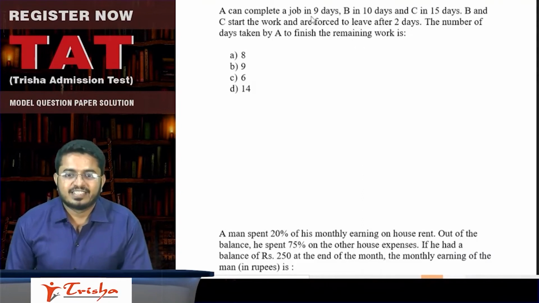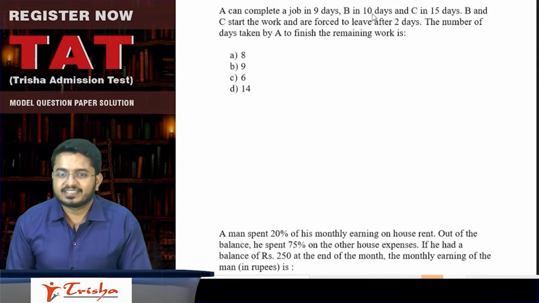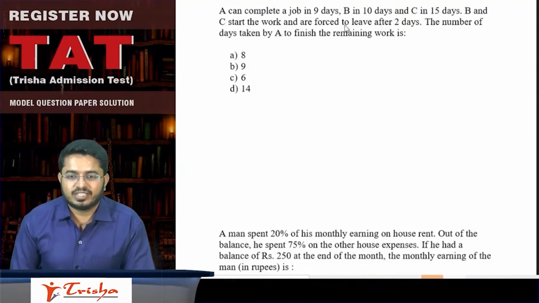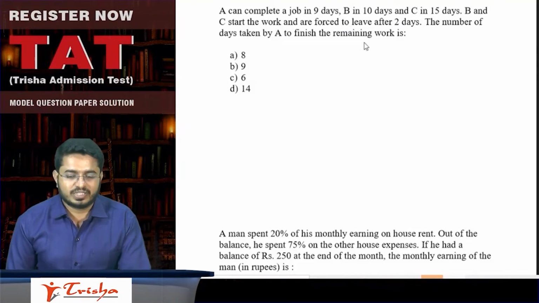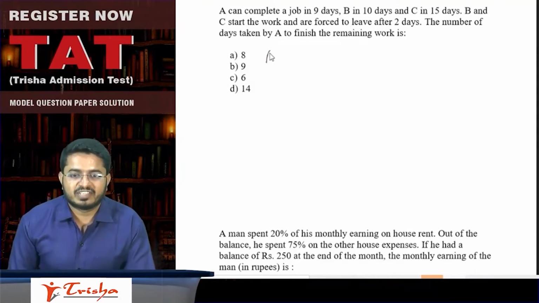But they have said that if any work is there, if A alone does it, it takes 9 days. If B alone does it, it takes 10 days. If C alone does it, it takes 15 days. But B and C have started to work together and they are forced to leave after 2 days. So first let us understand, if A takes 9 days to complete a work, in 1 day, what portion of work will he finish? Just take the reciprocal of 9, that is 1 by 9. So in 1 day, A will complete 1/9 of the work, correct?